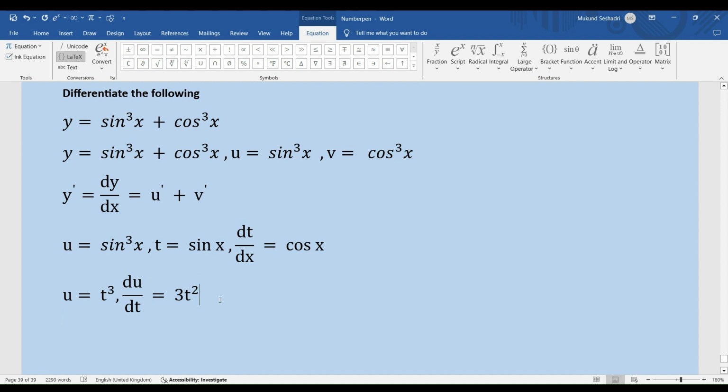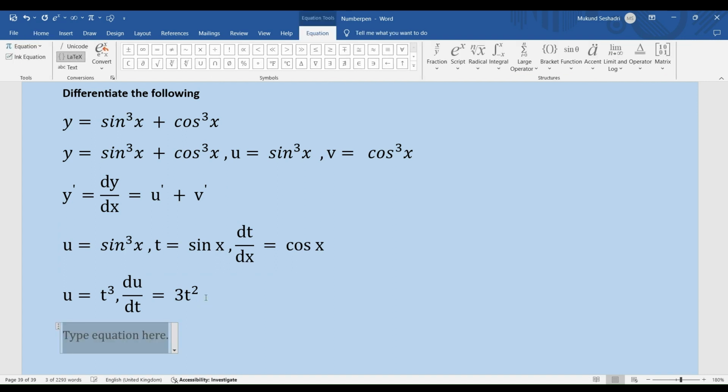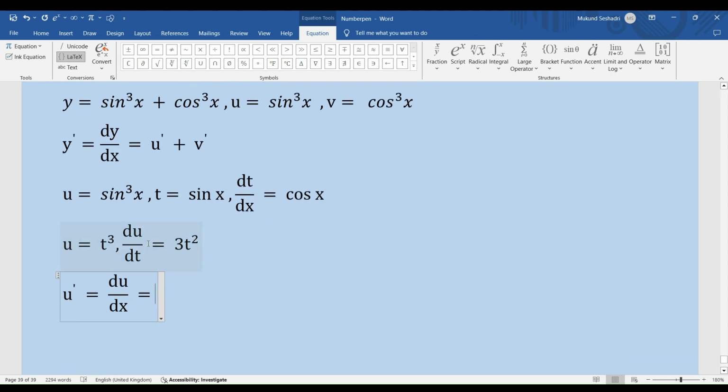Now, what do I need? I need my du by dx, right? Which is my u dashed, right? So I'm going to arrive at u dashed in the next step. So let's call out our equation, and my u dashed is nothing but du by dx, right? And what is my du by dx? I have my du by dt, I have my dt by dx. So using chain rule, I'm going to do du by dt into dt by dx to arrive at my du by dx, right? So this is what we have from the chain rule.